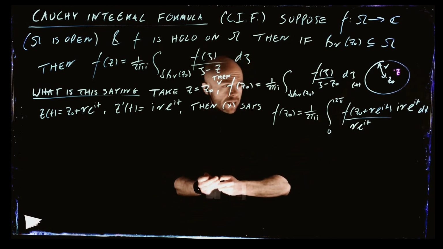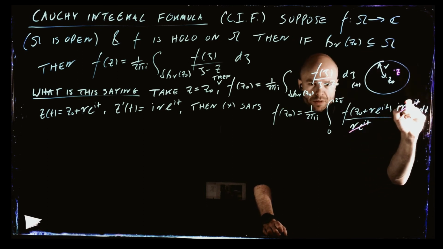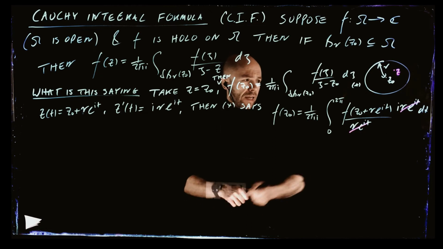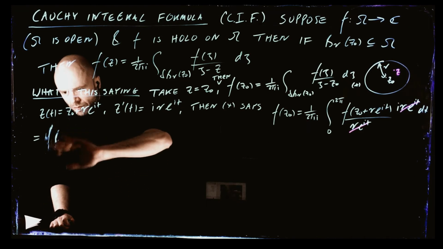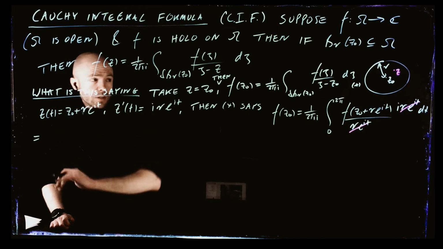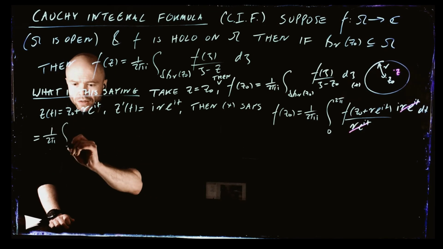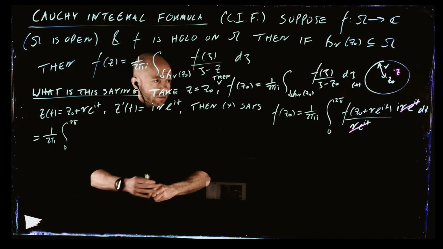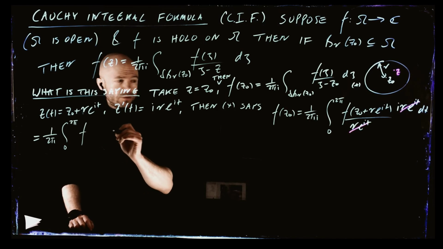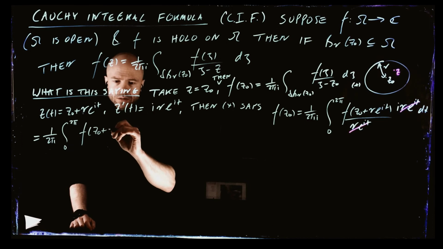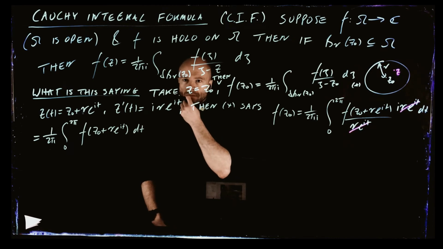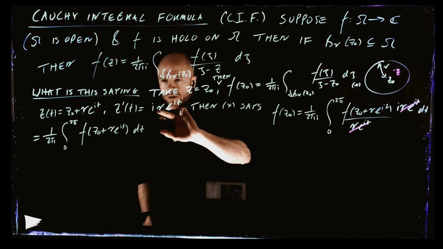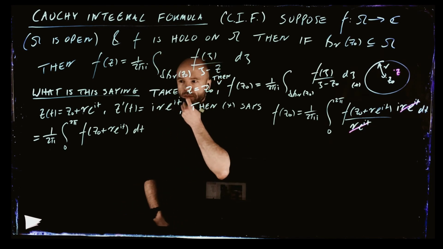And then we see that we have some cancellations. This cancels with this. And the i will cancel with this. So what this gives us is just 1 over 2 pi, integral from 0 to 2 pi of f of z0 plus r e to the it dt, like this. Everybody happy? Oh, but this is wrong. No, this is correct. Everybody happy?